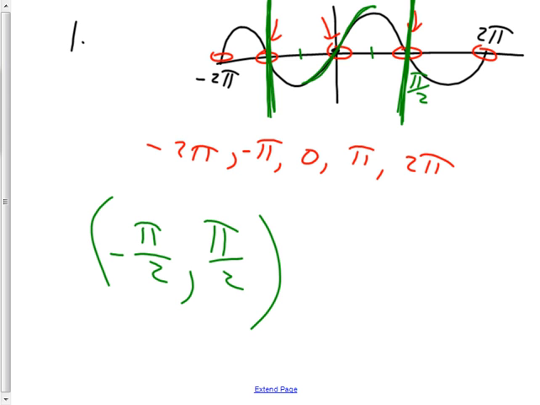Oh wait, I did that wrong. I just put the spot in the wrong spot. That's pi over 2. And this is negative pi over 2. This is an interval. This is between here and here. Intervals are always parentheses.